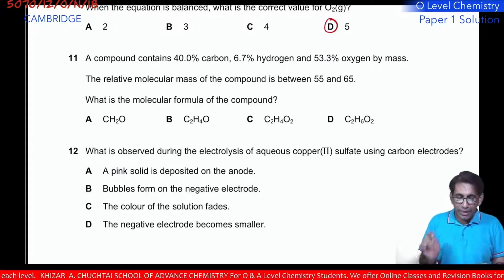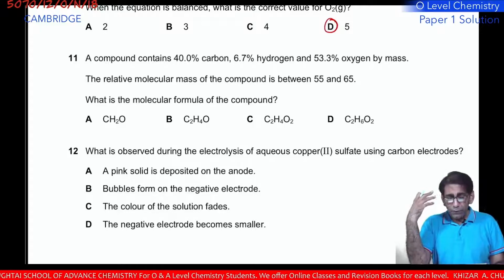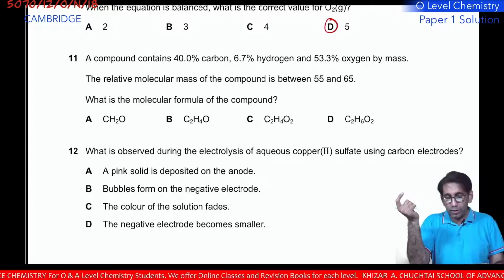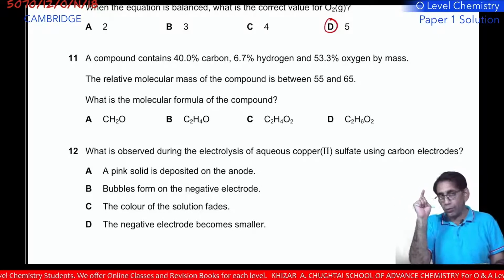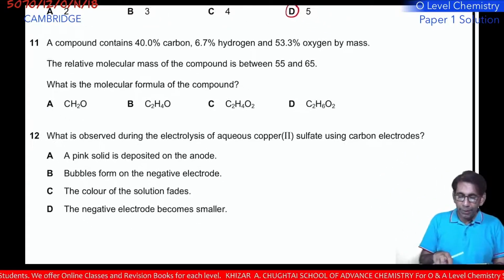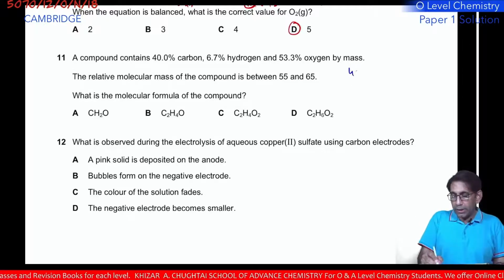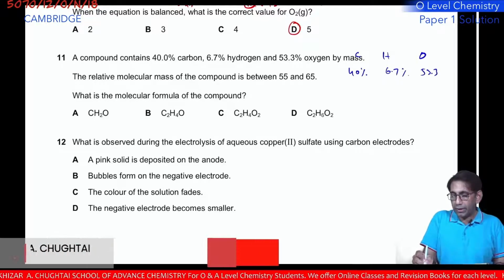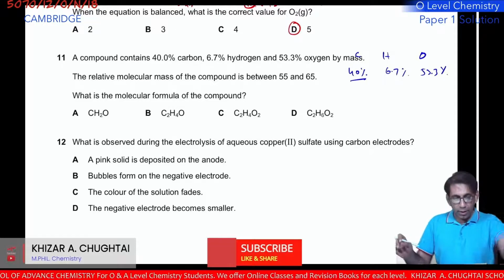What is the molecular formula of the compound? Whenever you are given the percentage or the reacting masses, the one and only way out is to find the empirical formula. So I'm going to find the empirical formula first. Carbon is 40%, hydrogen is 6.7%, oxygen is 53.3%. I'm going to divide by their ARs, and you know what the ARs are.